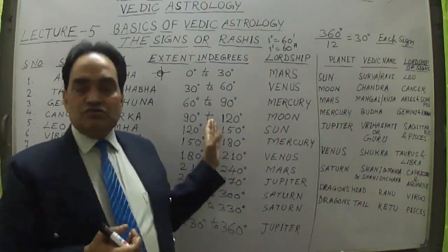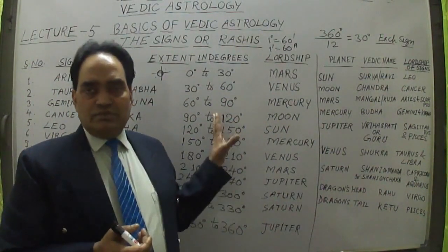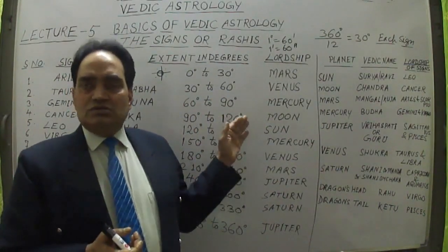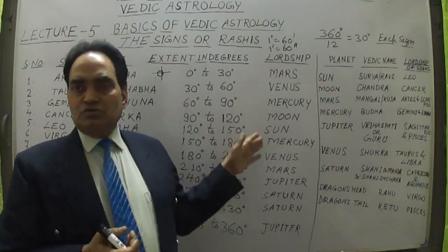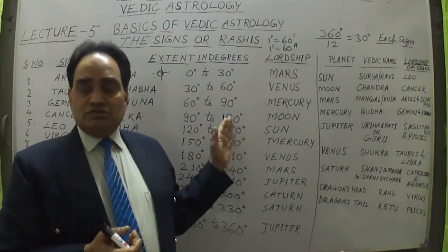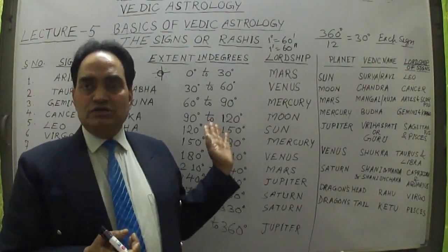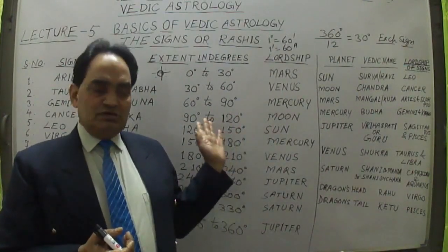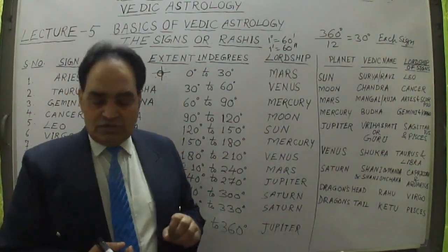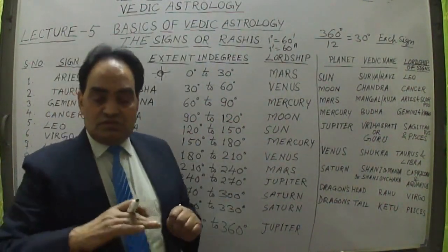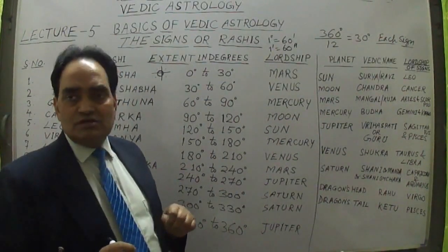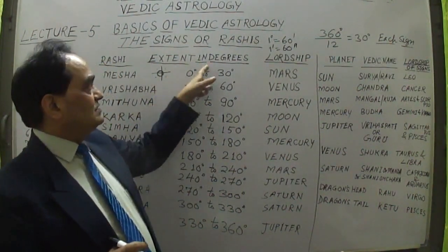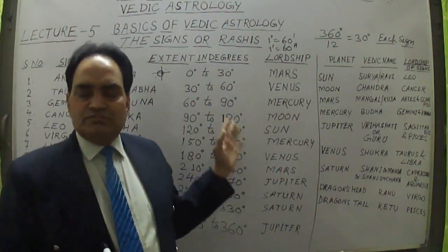Each sign is given 30 degrees of extent. The extent of every sign is from 0 to 30 degrees, 30 to 60, 60 to 90, 90 to 120, 120 to 150, because 30 degrees is added each time. Then 150 to 180, 180 to 210, 210 to 240, 240 to 270, 270 to 300, 300 to 330, and 330 to 360. So 360 degrees is divided into 12 different signs. This is how every sign has a 30 degree extent. We have taken the extent in degrees, not minutes.